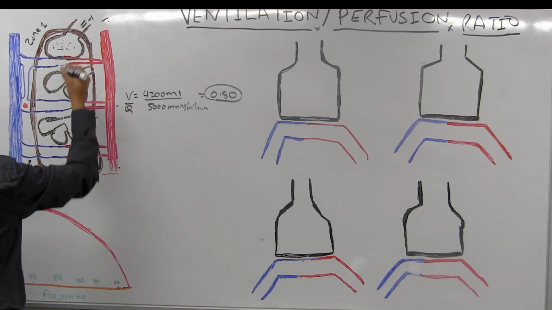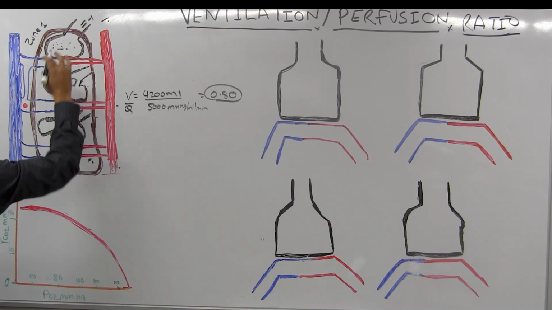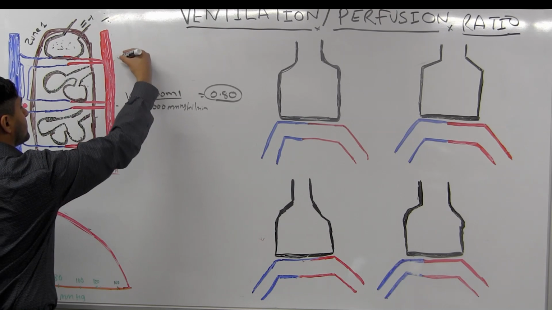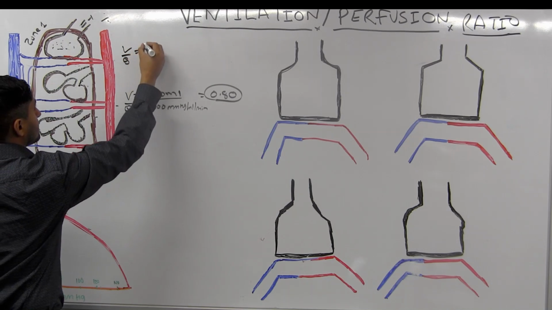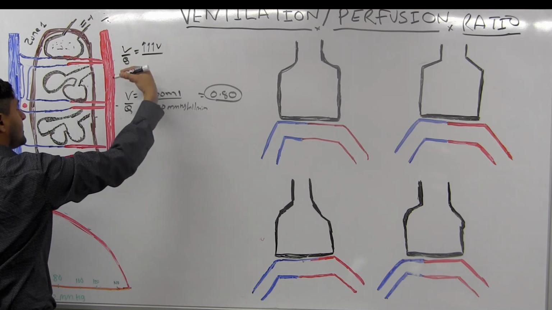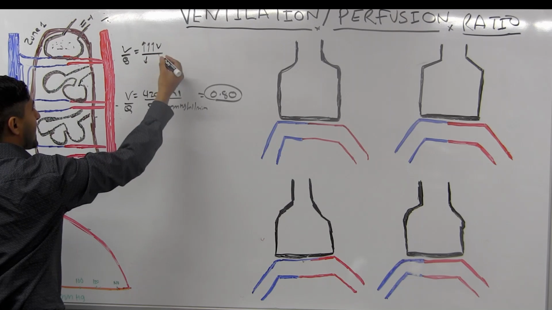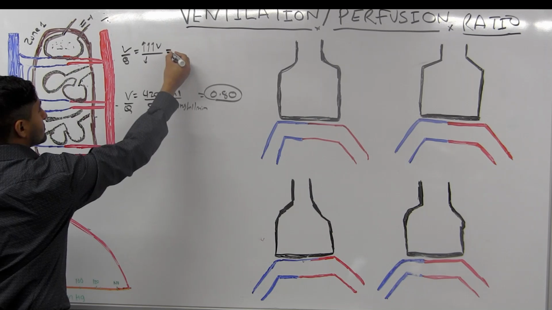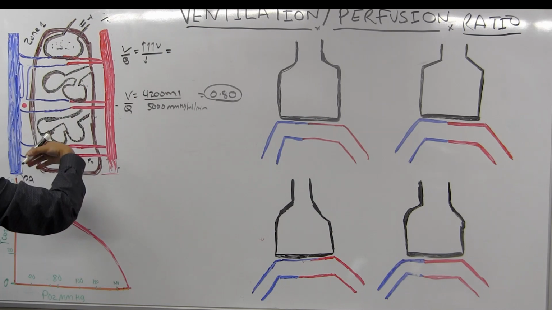But if you look right here at the apex, there's ventilation but less perfusion, so let's write VQ. You have a lot of ventilation right here, because a lot of air is there, but maybe less perfusion. That means some of the air is going to get wasted.